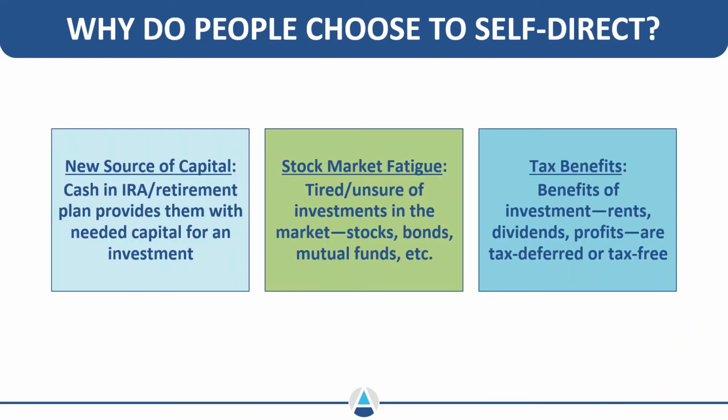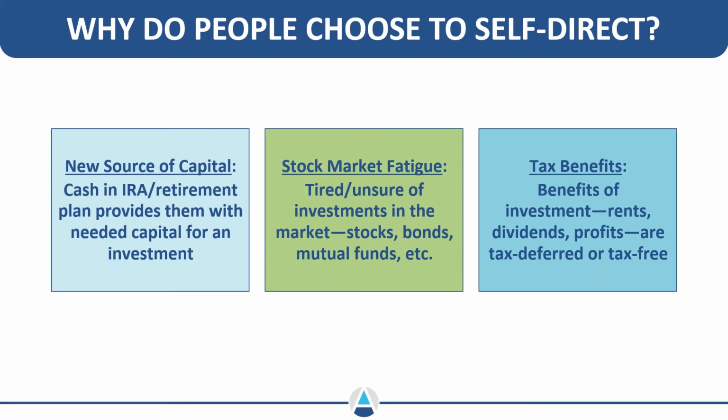So why do people choose to self-direct? Well, very simply, it's a new source of capital that they can access for their investments. Many people didn't know about self-directed IRAs. They come over to us and they say, hey, I didn't know that I could do this. I want to get invested in real estate, or I want the opportunity to invest in a limited partnership, or I want to lend money, and I didn't know that I could access the cash in my retirement account to make those investments. So once people find out about a self-directed IRA, they're typically looking to put that money to work in something maybe they know better than the stock market.